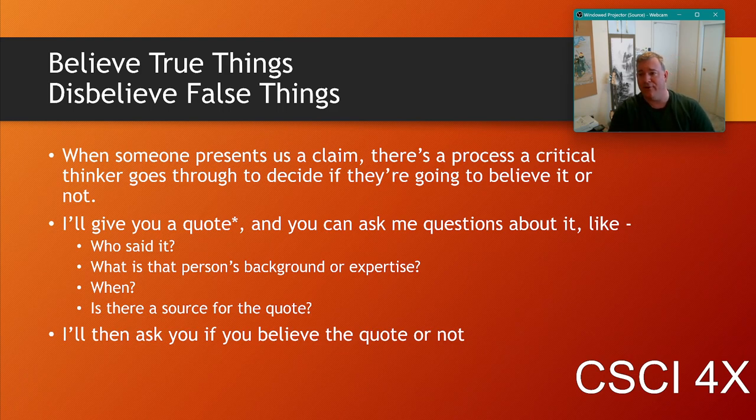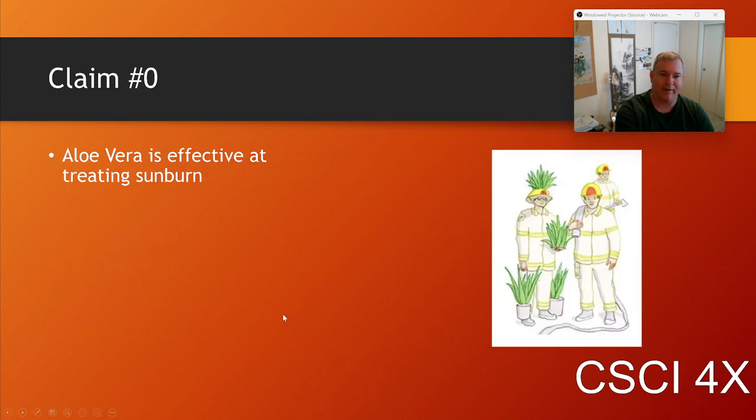So what we're gonna do today is we're gonna go through a number of claims and practice our skills on evaluating the claim to see if it's true or false. You can ask me any question you want. I might know the answer, I might not. Who said it? Is that person an expert? When did they say it? Is there a source? And then I'm going to ask you, true or false, evaluate this claim. We're going to go through the process of critical thinking today. Your quiz for today will be four, maybe five, I haven't quite decided yet, more questions where you have to determine whether the claim is true or false. You're going to have to use all of your critical thinking skills to not get bamboozled 3.0. Okay, so here we go.